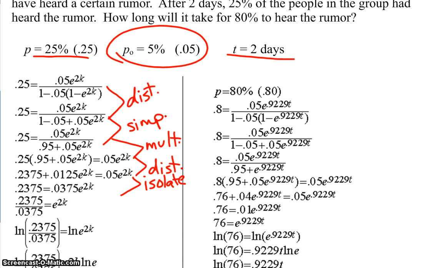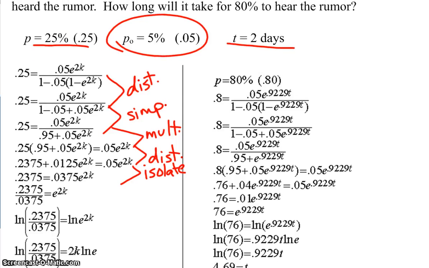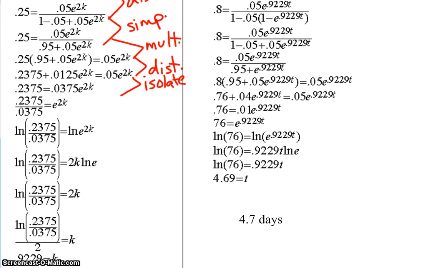On the next line down, I, again, was working on isolating my variable, so I divided by 0.0375. Then, because I had e isolated, I took the natural log of both sides right here, did the power rule. I knew that ln e was equal to the number 1, so I just had 2k equaled that natural log, and that helped me come up with a value for k. That was the first half of the problem.